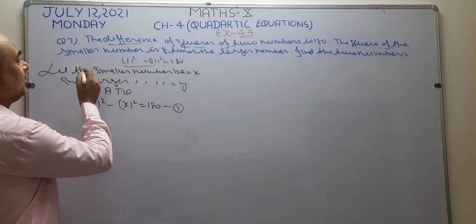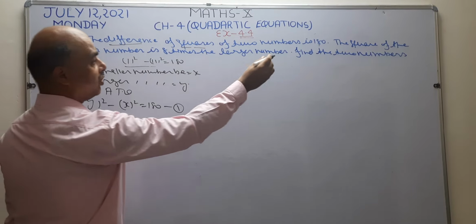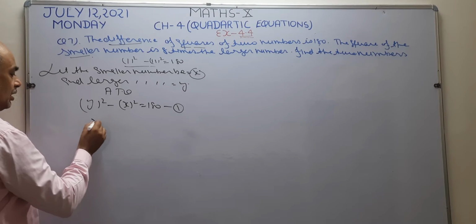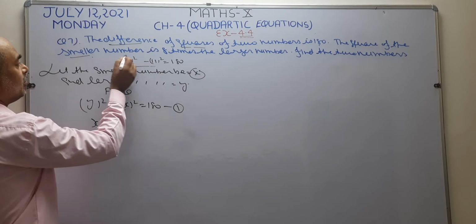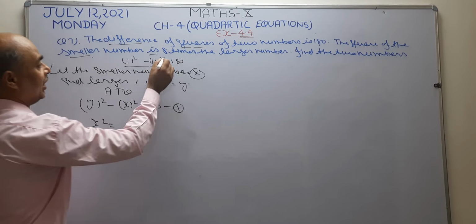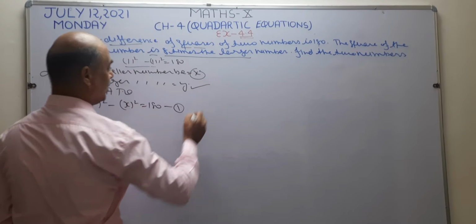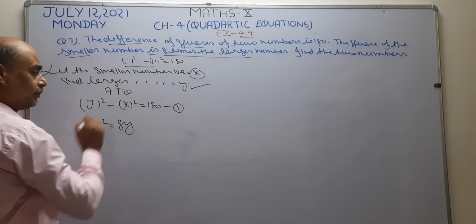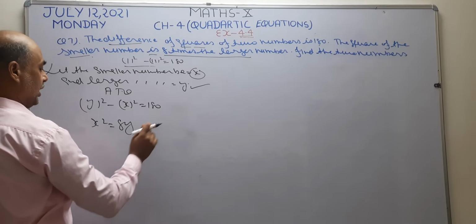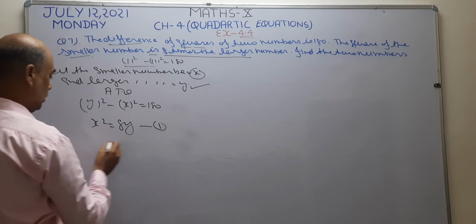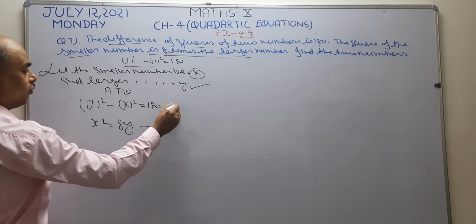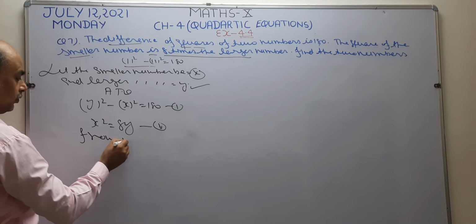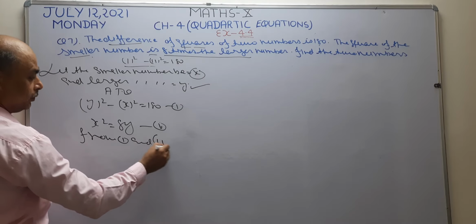Now after that, in the second condition, what is given? The square of the smaller number. The square of the smaller number is x squared. The square of the smaller number is equal to 8 times the larger number. The larger number is y. I want to multiply the larger number by 8, so this becomes 8y. Okay. Now I write here equation 1 and equation 2. From 1 and 2.